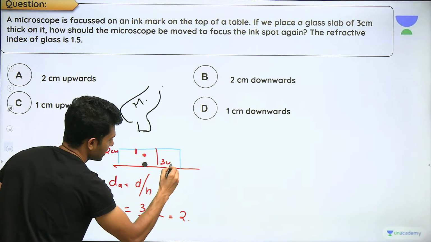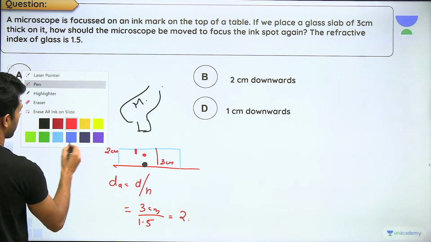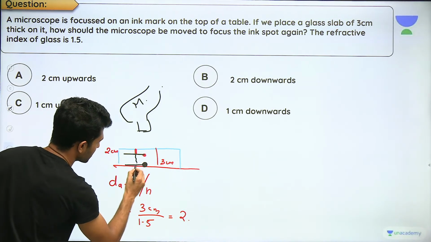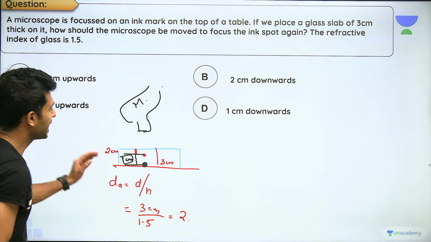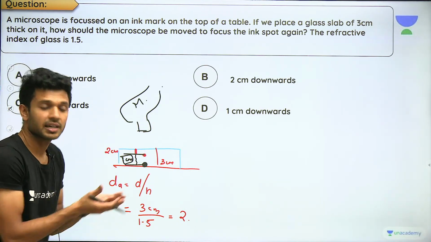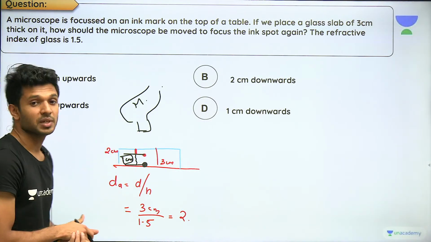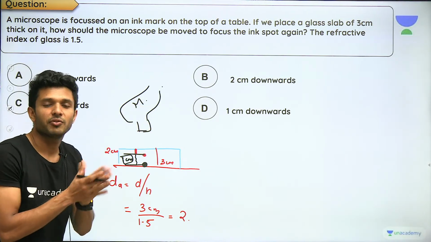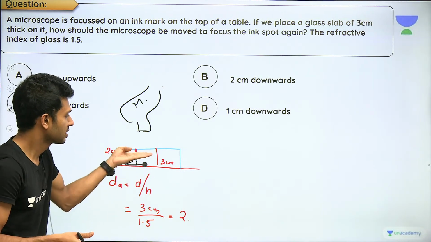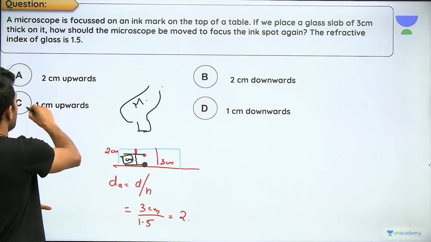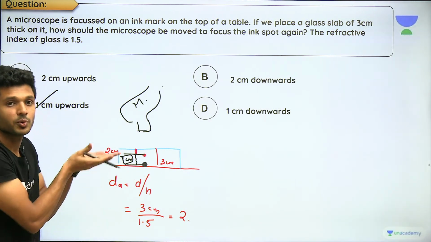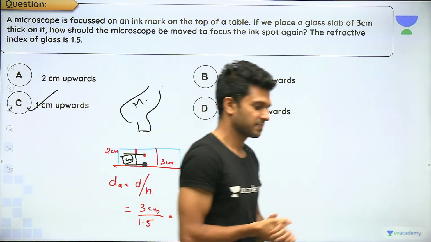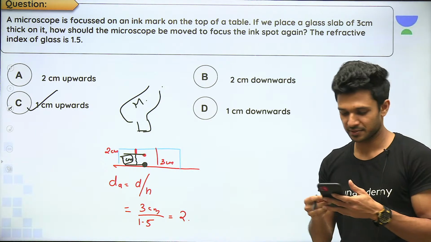Actually, how much it was? At 3 centimeter. So tell me, by what length it has raised up? This is 2, this is 3. So how much is this? 1 centimeter. Whenever you keep a glass slab on this ink mark, the ink mark will be lifted up by 1 centimeter. If the ink mark is lifted up by 1 centimeter, how much distance you have to move up the microscope so that the final image will be focused again? The same 1 centimeter. Upwards or downward? Upward, because the object is getting lifted upwards. So the microscope also has to be moved upwards by 1 centimeter. Bas, chotu sa question.